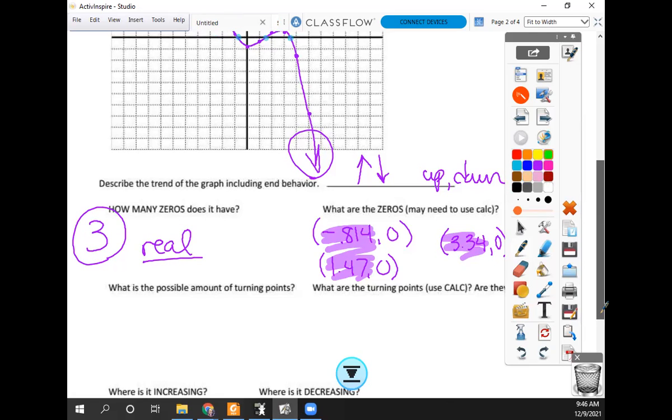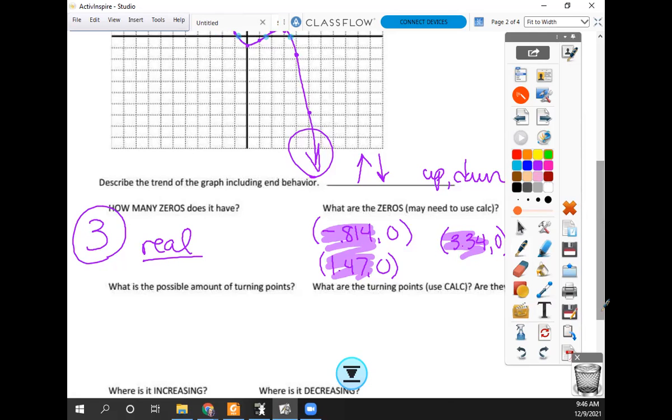What is the possible amount of turning points? Okay, let me teach you about this. Remember how it was negative x to the third power? You will learn in the notes in 5.1 that the possible amount of turning points is that exponent take away 1. So what's 3 minus 1? It could turn 2 times.